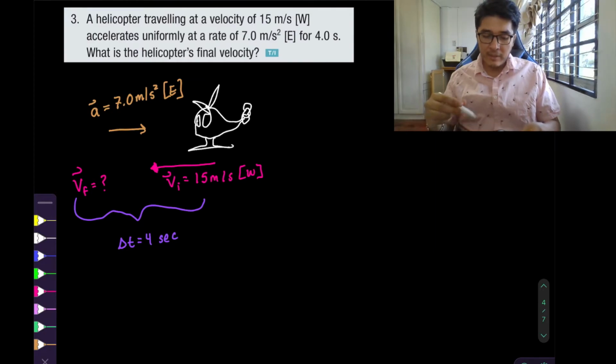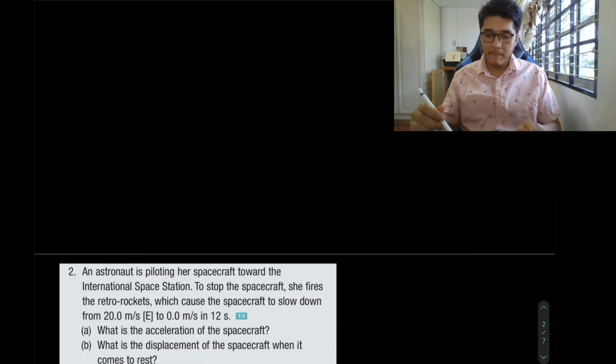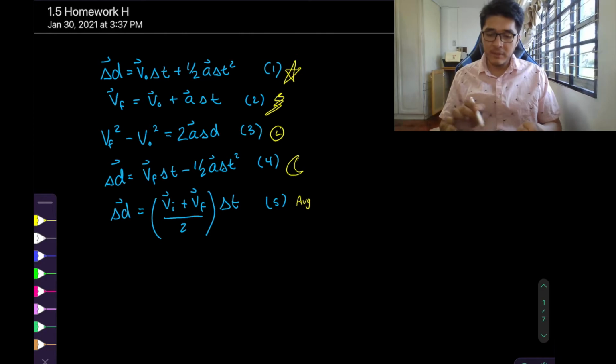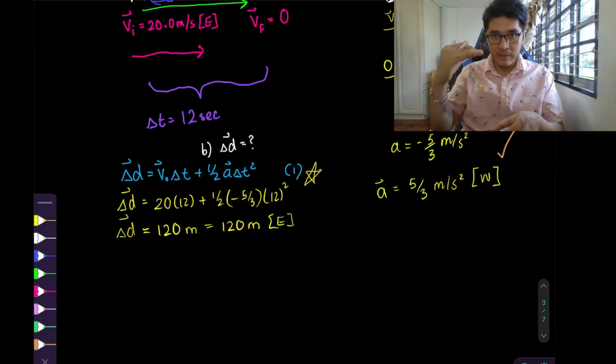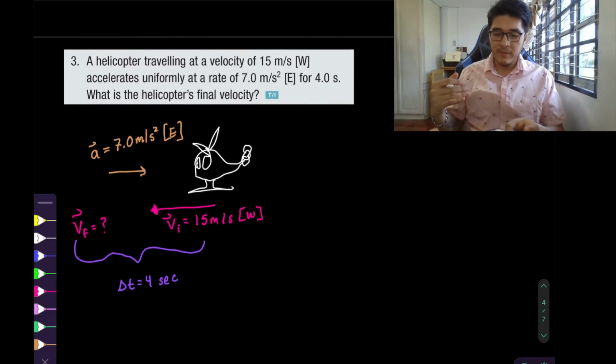But in order to do that, let's go look at the equations. So here we have nothing to do with displacement. So let's go see our equations. So right away, equation 1 is no good. Equation 2, final velocity is what we're looking for. We have initial velocity, we have acceleration, and we have the change in time. So it looks like we're going to be using equation 2. See, that's why I told you, rank them in terms of importance. So first check the first, then the second, and the third. It makes it a lot easier.